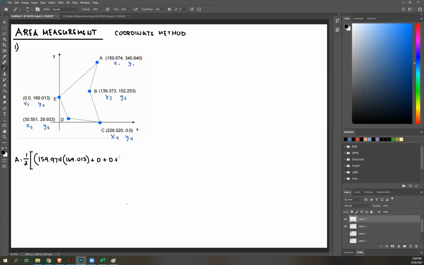And then plus x4, 226.02 times y5. So 152.253. And then plus x5, 139.373 times y1. So you're going back to y1. So 340.64. Okay? And then minus, we're going to go the opposite way.